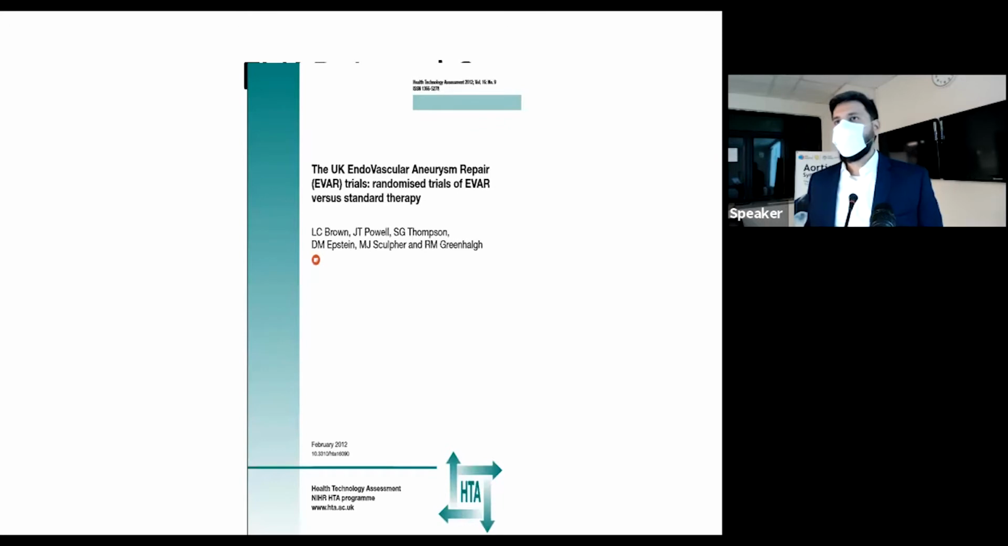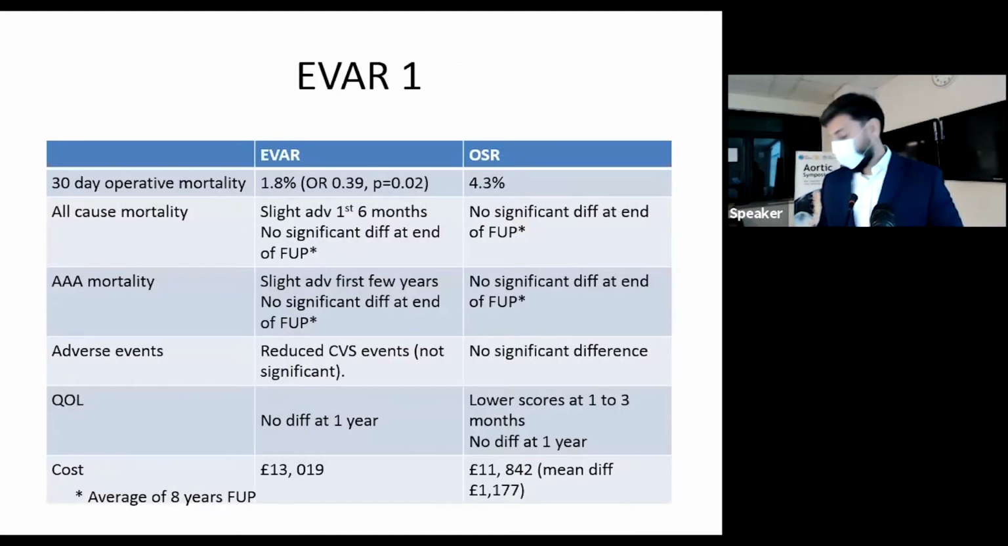So the EVAR-1 trial, not very imaginatively named, was the UK trial. And this is the biggest trial. They had the biggest numbers. And essentially what we saw was that there's an advantage early on in the first 30 days with operative mortality.